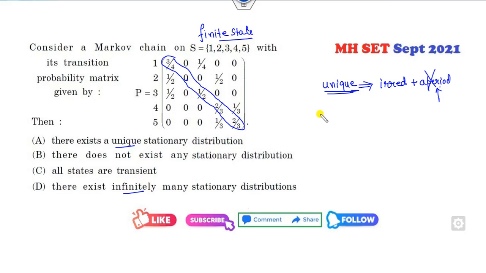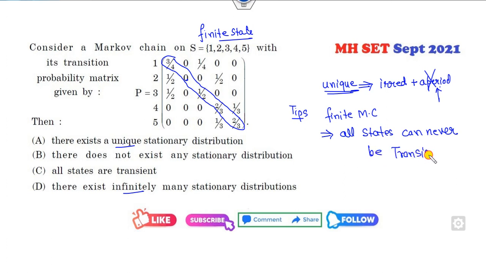Fine. So always remember, whenever you have a finite Markov chain, then all the states can never be transient. All states can never be transient at the same time. But it may be possible that all the states are recurrent, but all the states can never be transient. Fine. Now, how can you solve this problem?